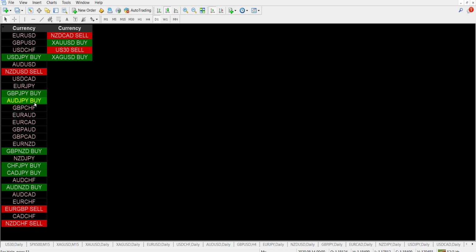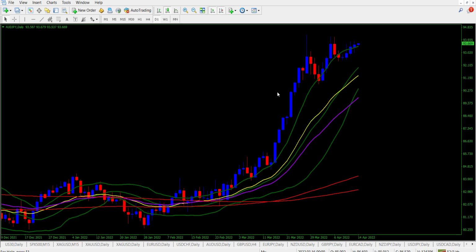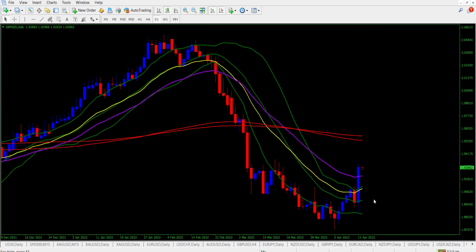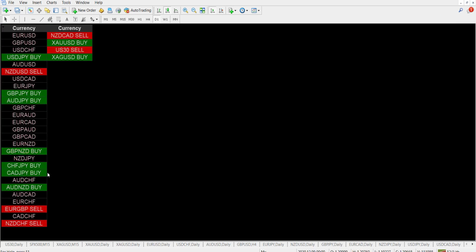Let's analyze another one, Aussie Yen. Aussie Yen is trading at the resistance area and the previous day bar is also not good, so I'll ignore this trade. Next is pound New Zealand. As we can see, the overall trend is down. All the moving averages are pointing down, so I'll ignore this pair. We have to find the best of the best pairs to trade, so I'll move on and find another one.